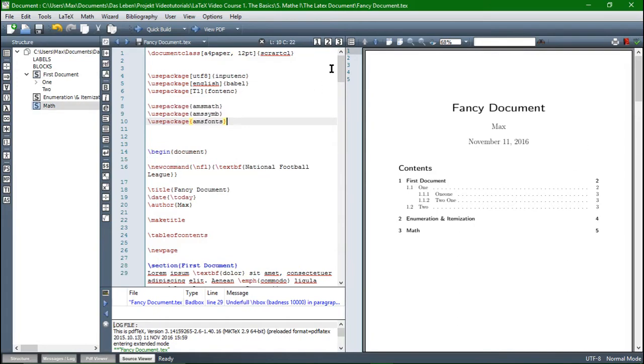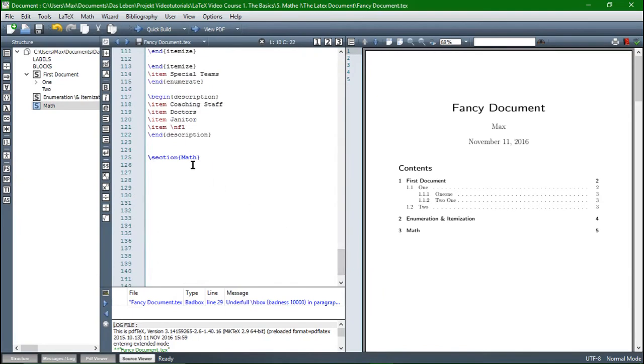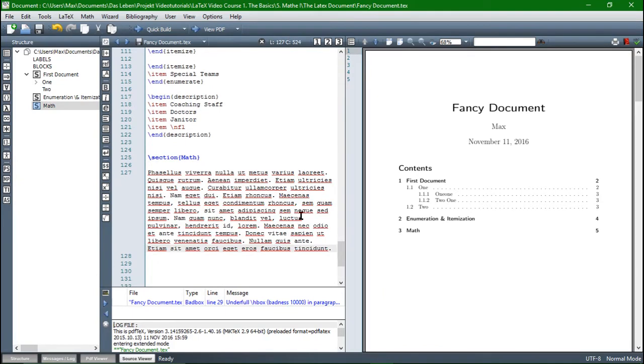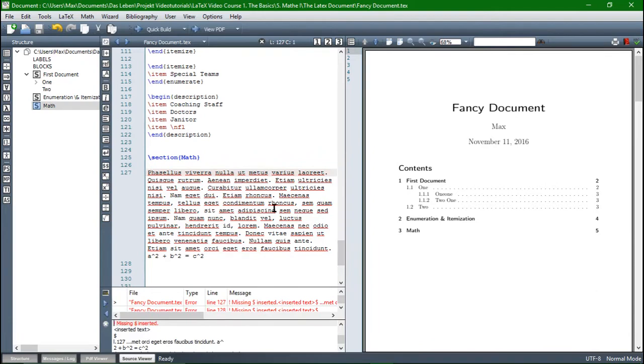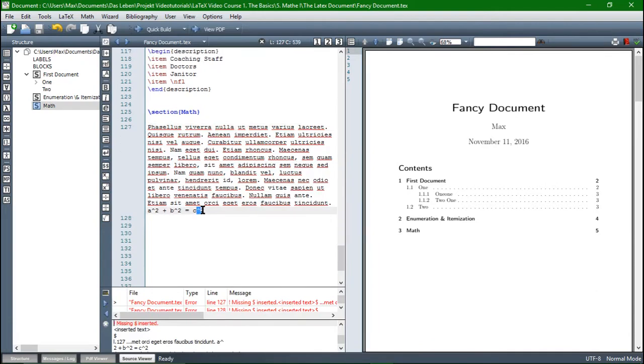Now we can start with a new section, "Math" here, and copy some blind text, and then we can start with a simple equation like the Pythagorean theorem. So a to the power of 2 plus b to the power of 2 equals c to the power of 2. Now let's try to compile this. But LaTeX gives us an error message. It doesn't recognize this sign here.